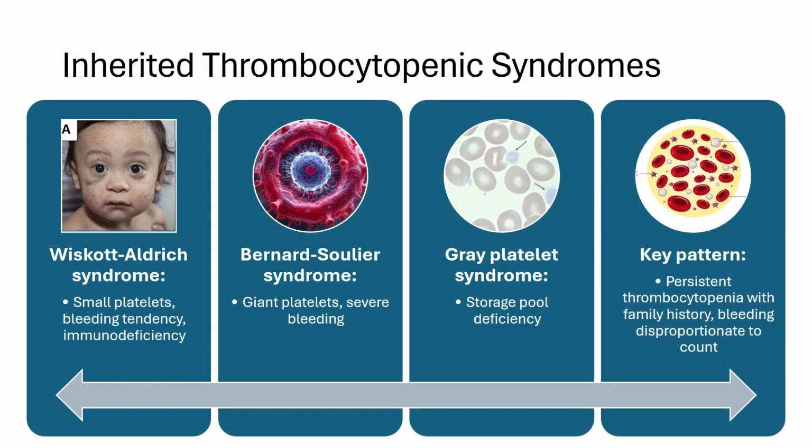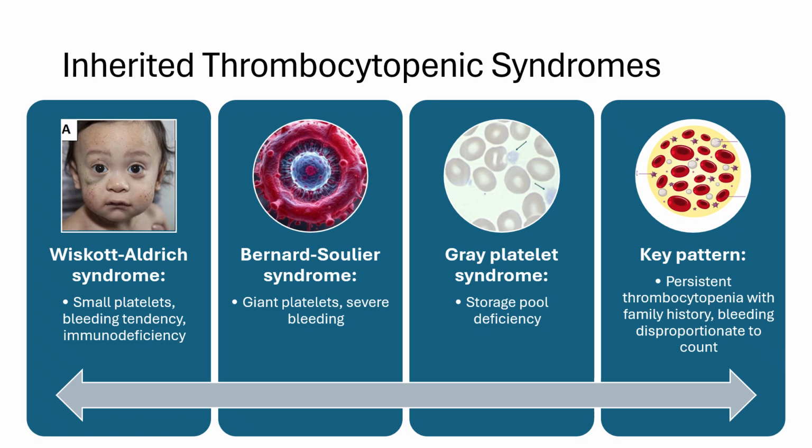Inherited thrombocytopenic syndromes represent congenital defects in platelet production or survival, often accompanied by functional abnormalities that cause bleeding disproportionate to platelet count. Platelet size provides a crucial diagnostic clue for distinguishing these conditions. Wiskott-Aldrich syndrome presents with characteristically small platelets due to accelerated splenic sequestration.